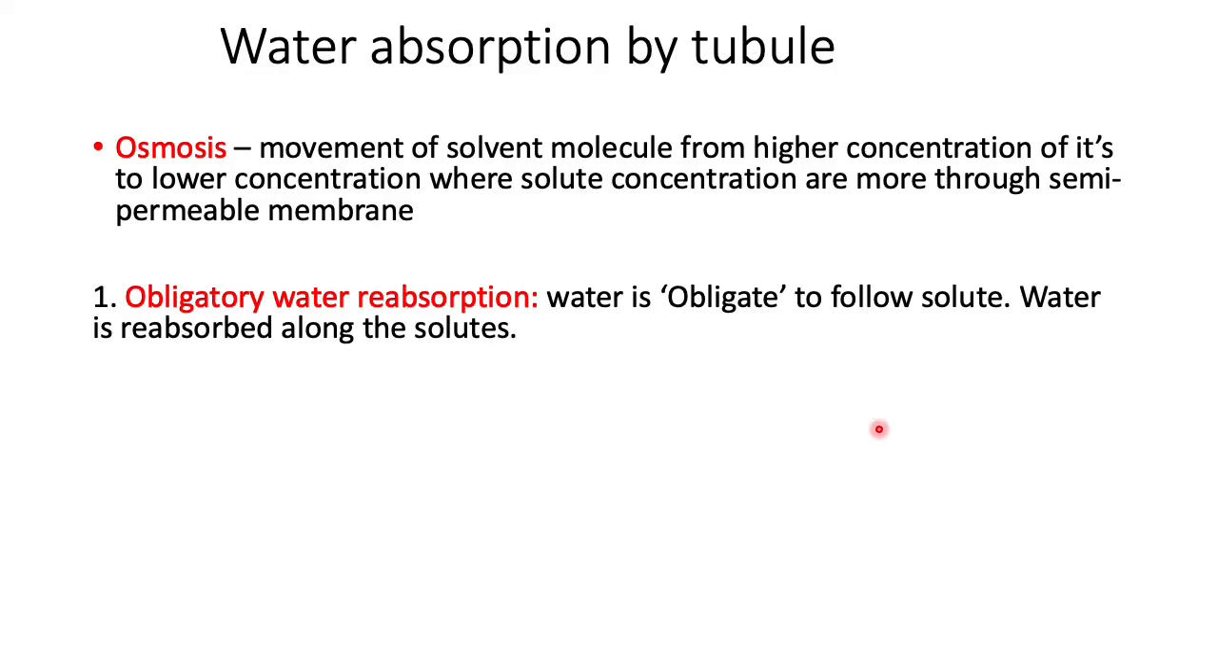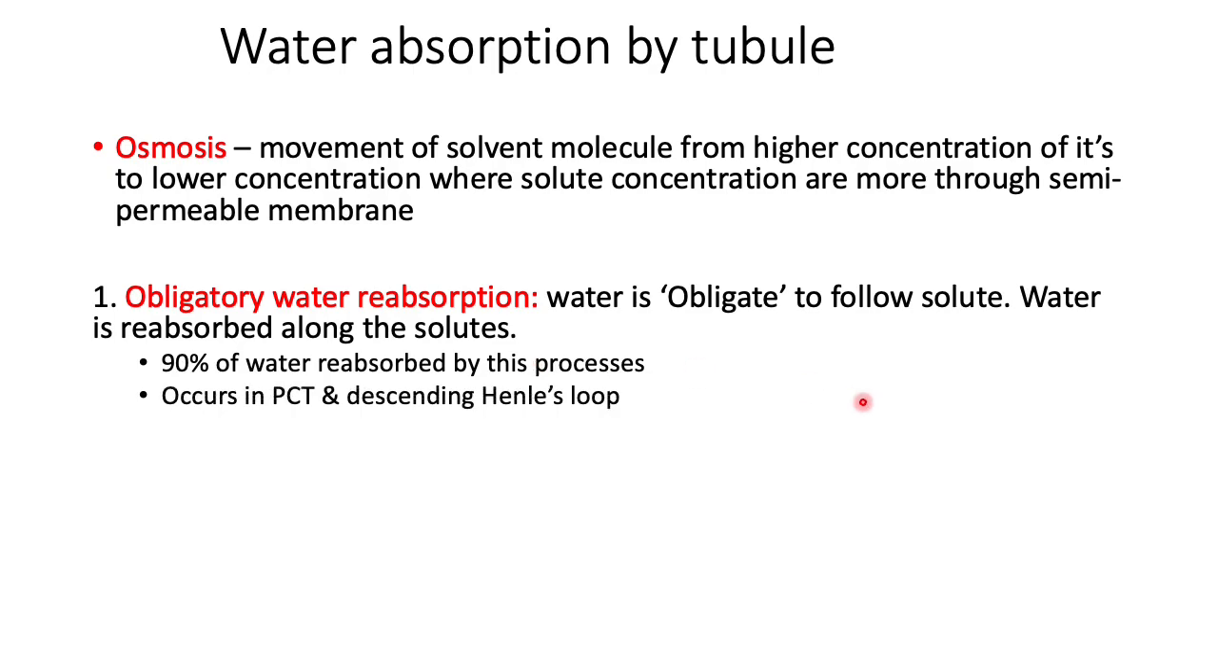There are two types of water reabsorption by osmosis. One is obligatory water reabsorption. Water is obliged to follow the solute, where the solute concentration is more, and that happens in the first part of the PCT. Water is reabsorbed along with the solutes, and 90% of the water is reabsorbed by this process, which occurs in the PCT and the descending limb of Henle. The descending limb of Henle is permeable to water compared to the ascending limb. The ascending limb, thin and thick, is impermeable to water. Put it in your mind.